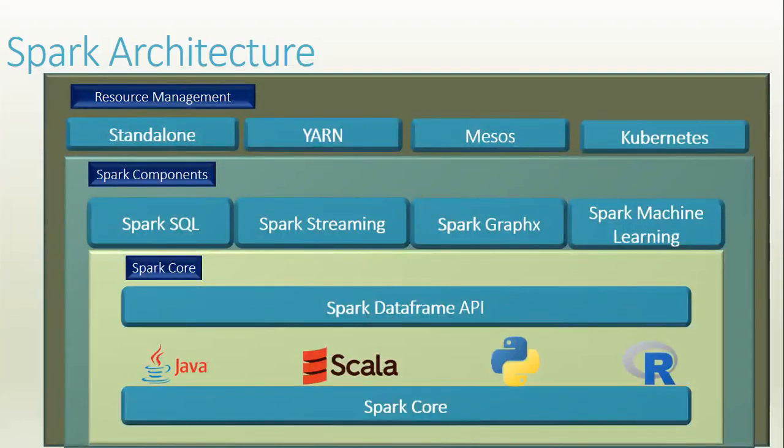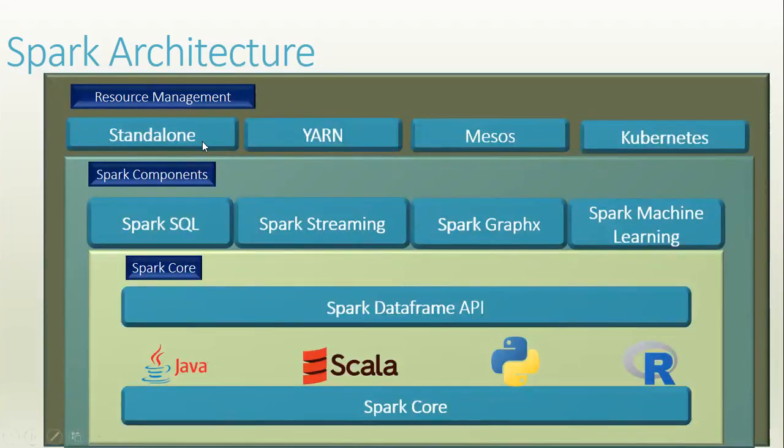Spark SQL is used to run SQL queries on top of Spark. Spark Streaming is used for real-time applications or streaming applications. Spark Graphics is used for graph algorithms. And Spark Machine Learning is used to run machine learning algorithms on Spark.